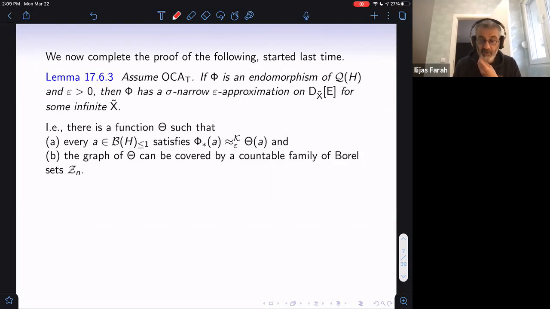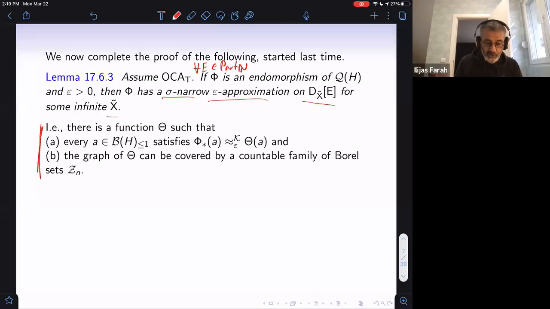The lemma says: assume OCA. If phi is an endomorphism of Q of H and epsilon is greater than 0, then phi has a sigma narrow epsilon approximation on D of X tilde of E for some infinite X tilde, for every E in part N. So you give me phi, you give me E, and you allow me to use OCA, then I can produce an infinite set and a sigma narrow epsilon approximation.